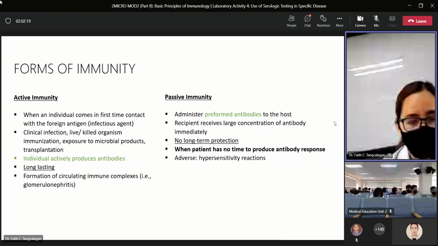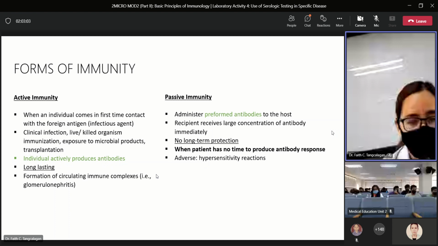But the adverse outcome is that some infections can also trigger formation of circulating immune complexes. So it generates complications like glomerulonephritis, rheumatic heart disease, rheumatic fever. It can also cause more autoimmune responses because of that severe infection. Usually, this is the adverse outcome of active immunity.